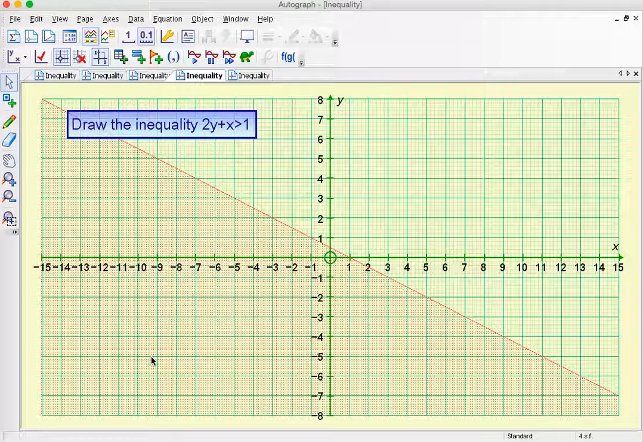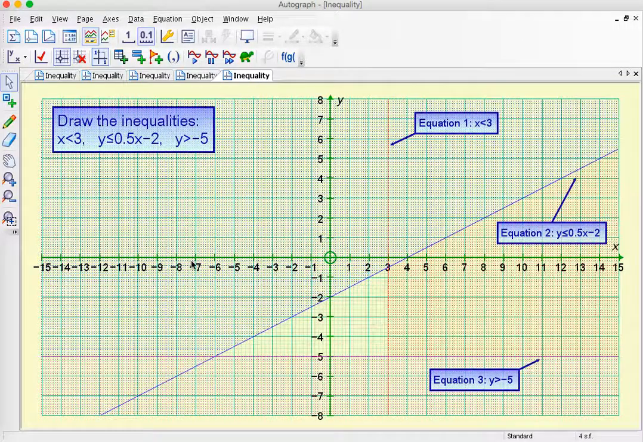Now those are relatively straightforward questions, but sometimes you get all three put together. So what I've done to save time, I've already drawn these inequalities. X is less than 3. So I've drawn this line here, x equals 3. I've shaded above it because I want below it. This line here is the diagonal line. I've drawn that, it's solid, and I want y to be below the line, so I've shaded everything above it. And finally, y is greater than minus 5, so here is y equals minus 5, and I've shaded below it because I want y to be bigger.